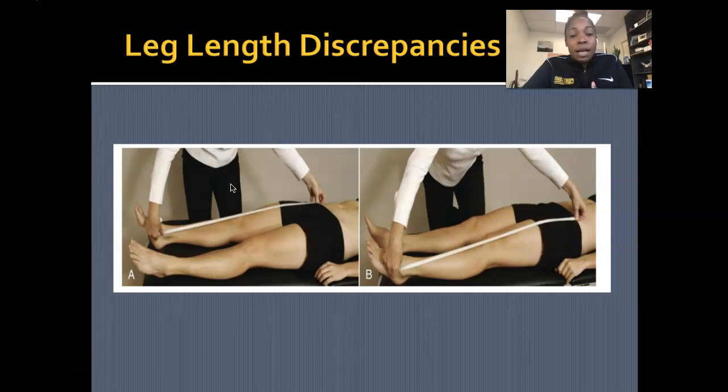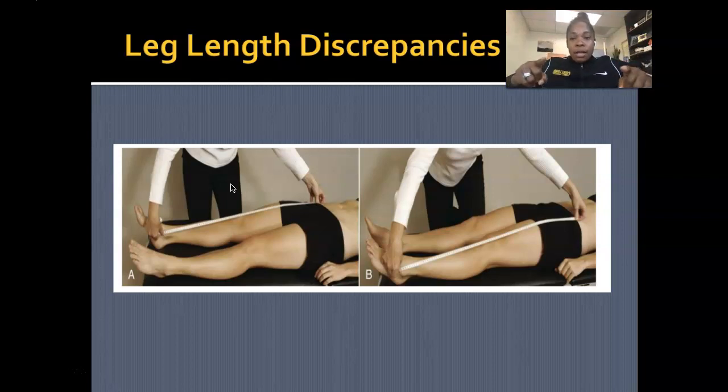So examples would be tight hip flexors, right? Tight hamstrings could potentially cause a leg length discrepancy. An IT band can cause a leg length discrepancy. Those would be functional things, right? Those are things that we as clinicians can certainly impact and improve. Our structural discrepancies certainly can be corrected through the use of orthotic intervention, but we can't do any massage to make that better or any stretching to make that better.